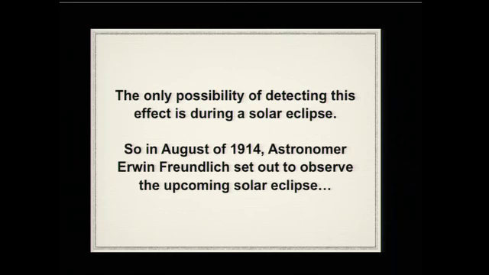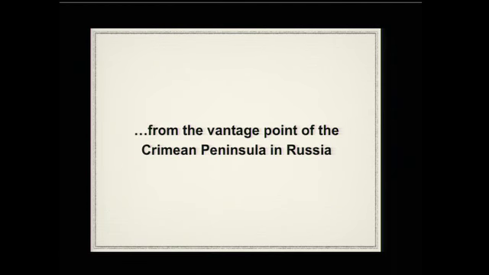So he went back and convinced Freundlich he needed to make these observations during a solar eclipse, which are not really that rare. They happen maybe 7 times a decade, visible from somewhere on the planet Earth. But you have to go to a particular location and time in order to see it. So in August of 1914, Erwin Freundlich put together his team and headed out to observe the upcoming solar eclipse from the best vantage point, which happened to be the Crimean Peninsula in Russia.